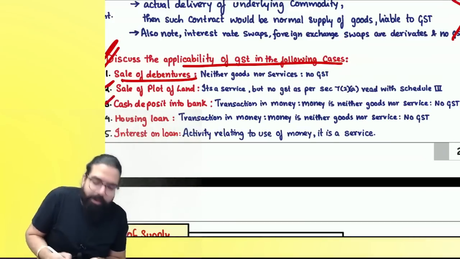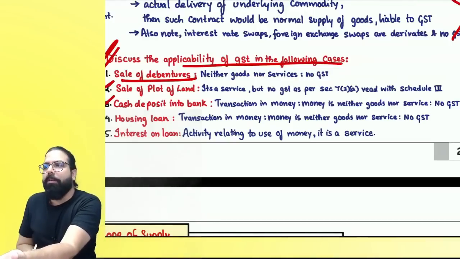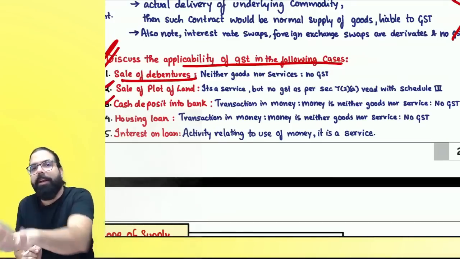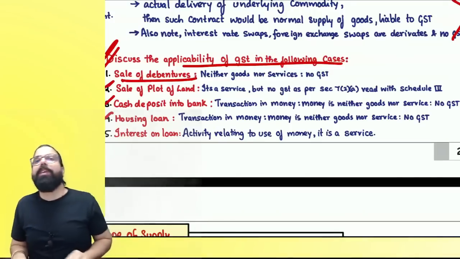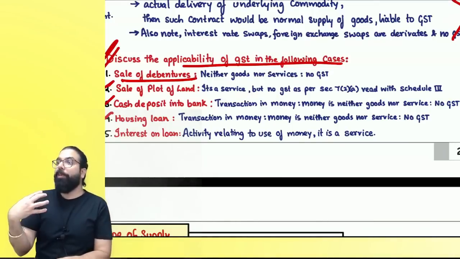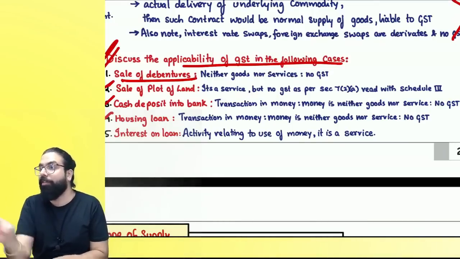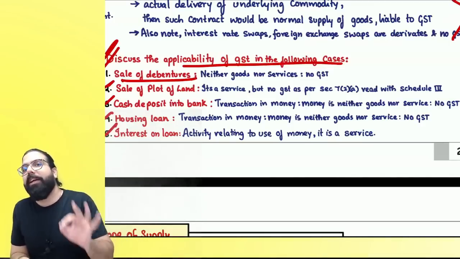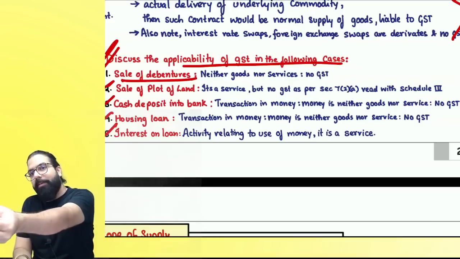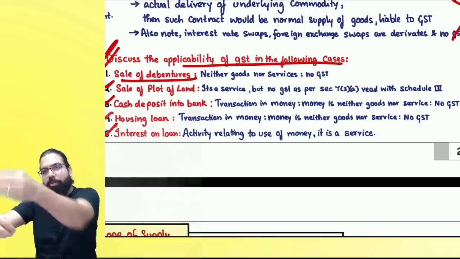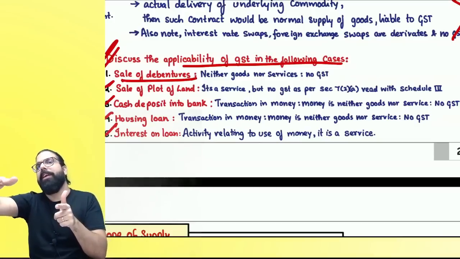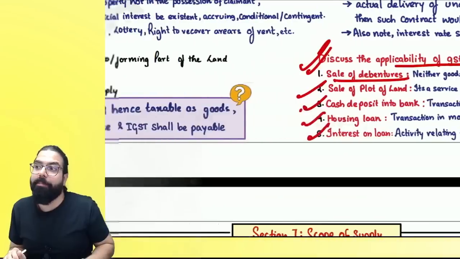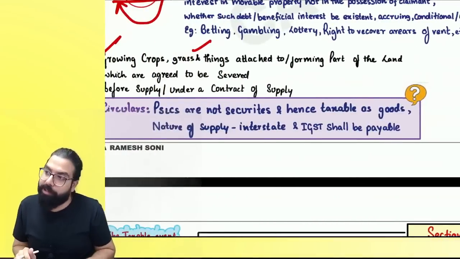Then cash deposit. Baba, when you give money to the bank, do you make a bill saying, sir, I'm giving you money on this GST? No, because it is a transaction in money. You took a loan of 1 crore rupees from the bank. That loan of 1 crore rupees, when it came to you, is money. On money, there is no GST. But when the bank charges you interest, it is an activity relating to use of money, and interest is exempted from GST. Always remember, interest is exempted under entry number 27 in your exemption chapter.